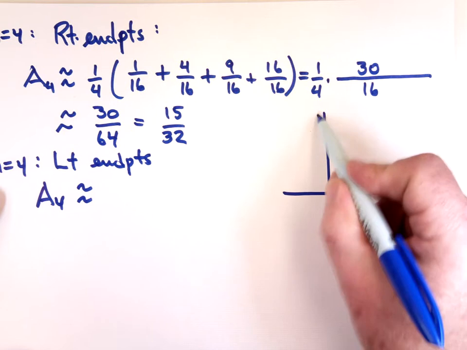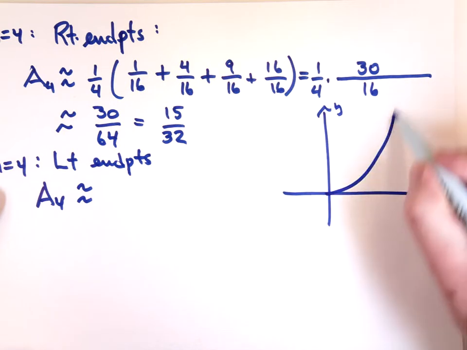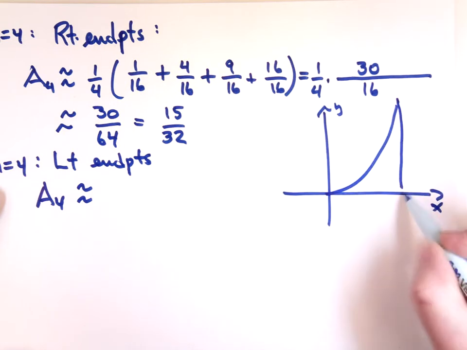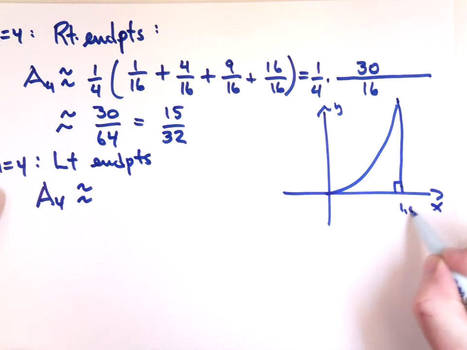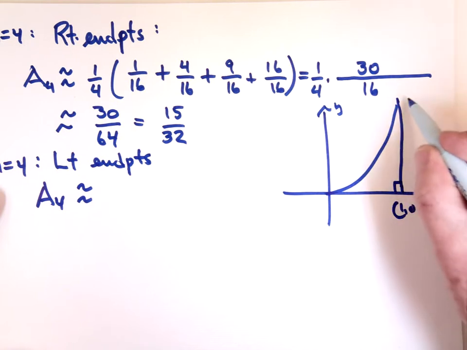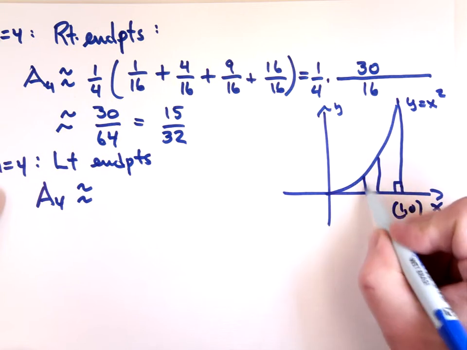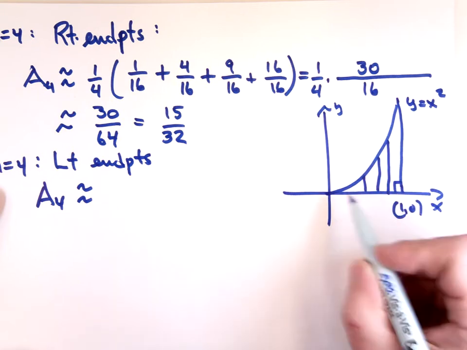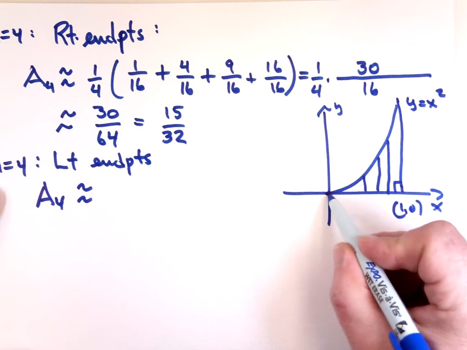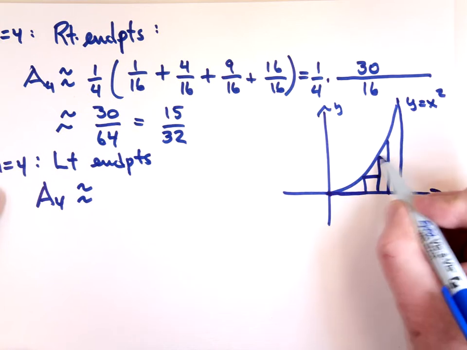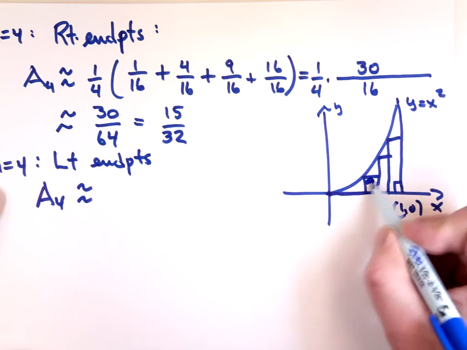Oh boy, I'm getting worse and worse now. All right. I'm still dividing this into 4 parts, but now with the left endpoints, I'm starting here and going this way. Okay, there's my 4 rectangles now with my left endpoints.